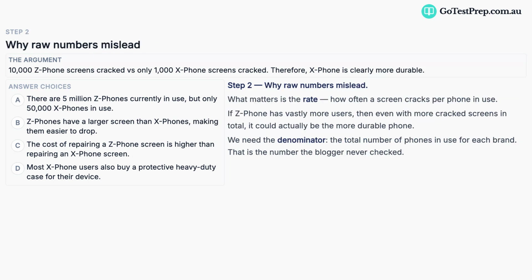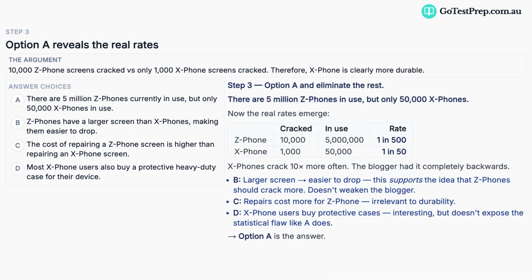Step 2, why raw numbers mislead? What really matters is the rate, how often a screen cracks per phone in use. If Z phone has vastly more users, then even with more cracked screens in total, it could actually be the more durable phone. We need the denominator, the total number of phones in use for each brand. That is the number the blogger never checked.